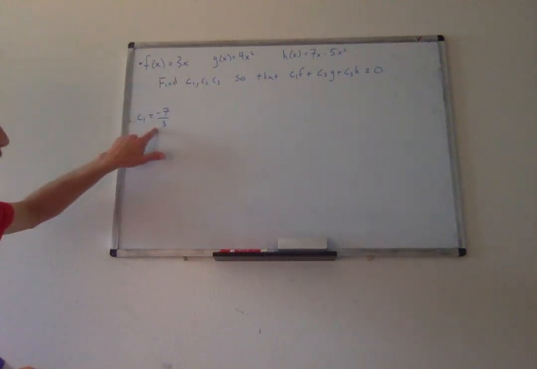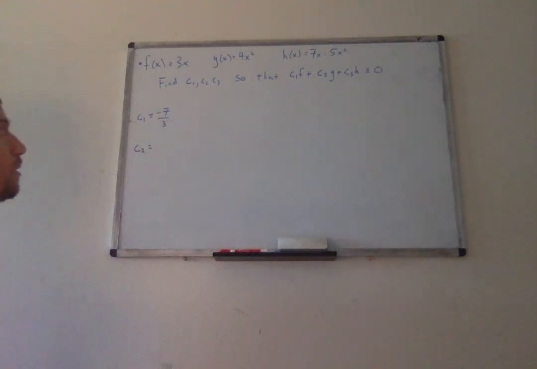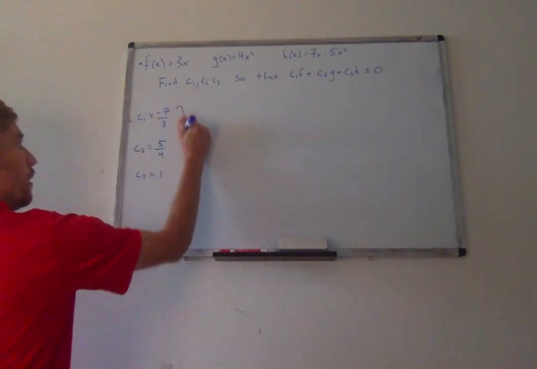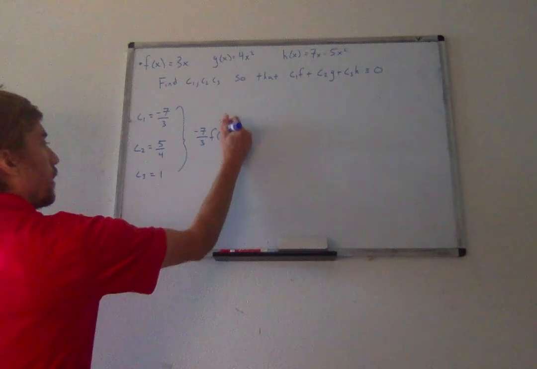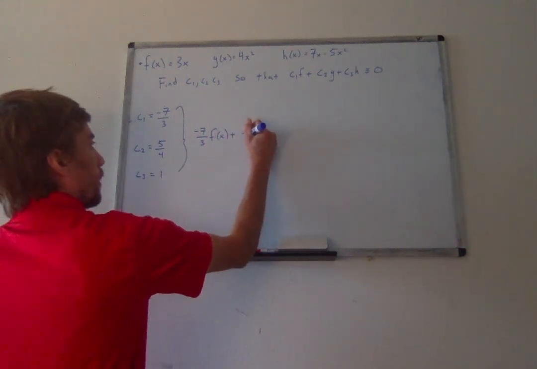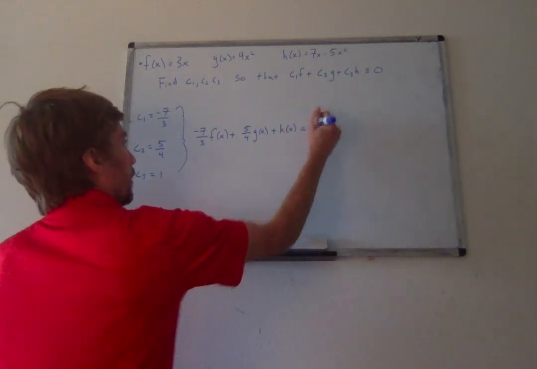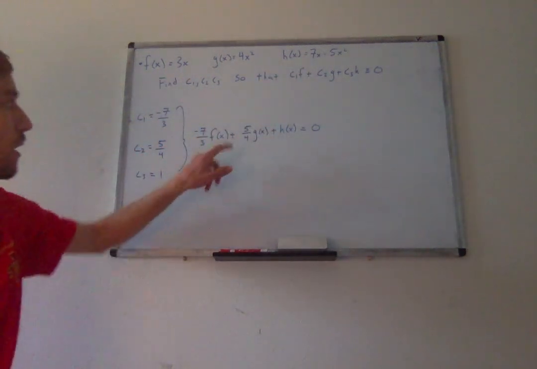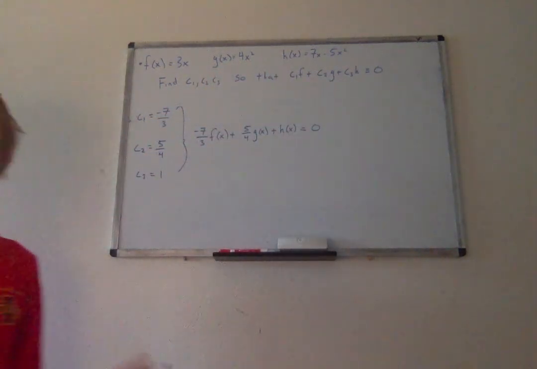then 3 times negative 7/3 plus 7x, those terms would cancel. And similarly, I'll let c2 equal 5/4 and c3 equal 1. And so put all of this together. This does in fact equal 0. So negative 7/3 times 3x cancels out with the 7x. 5/4 times 4x squared gives us positive 5x squared, which cancels out with the negative 5x squared there.